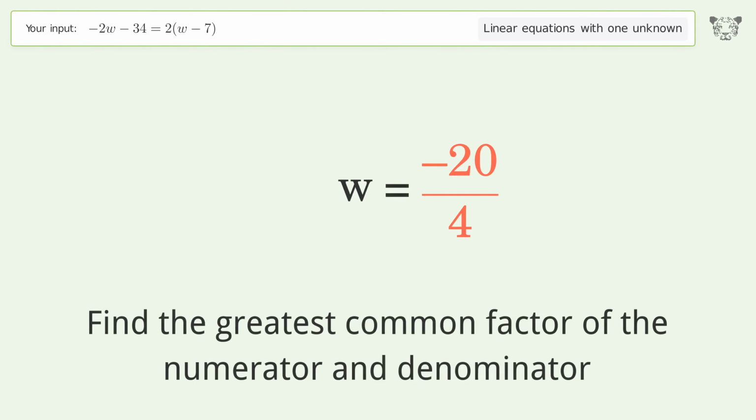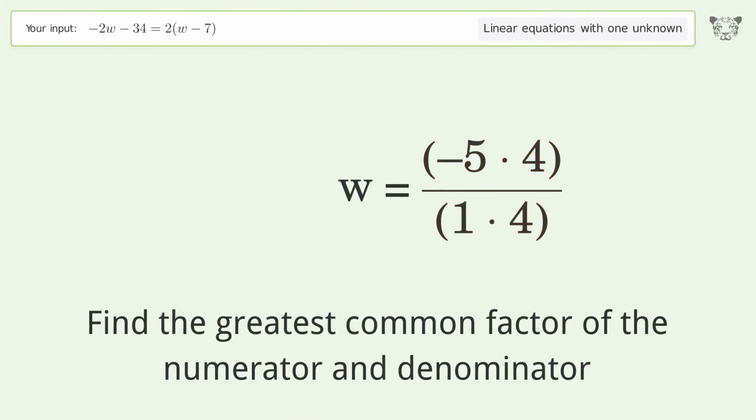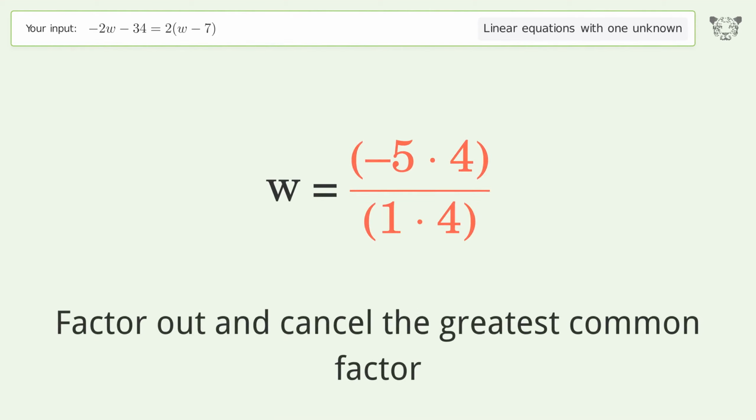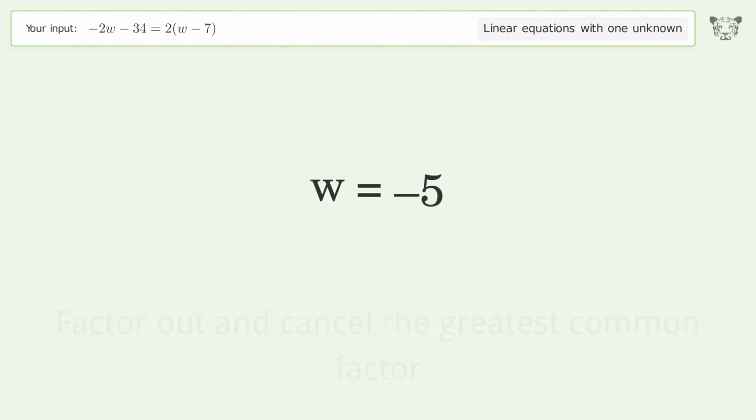Find the greatest common factor of the numerator and denominator. Factor out and cancel the greatest common factor. And so the final result is w equals -5.